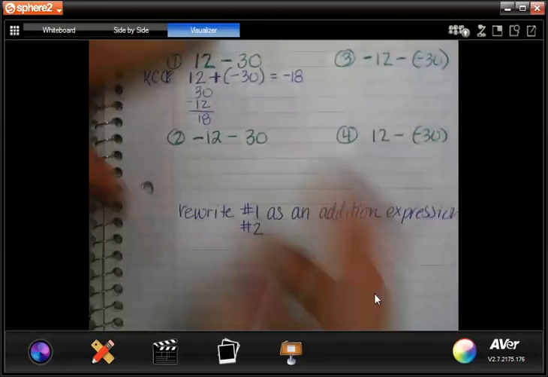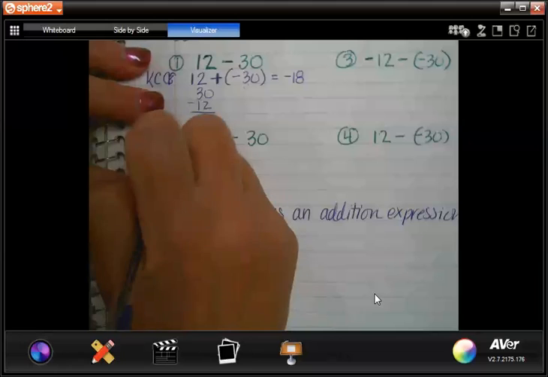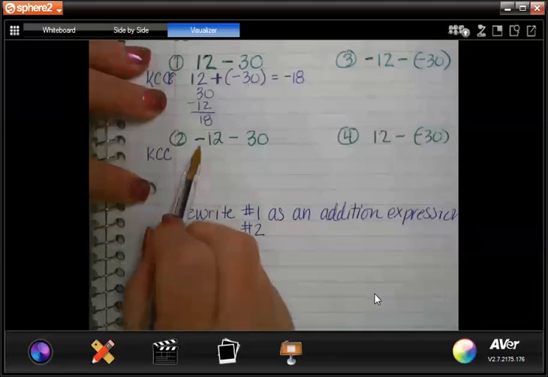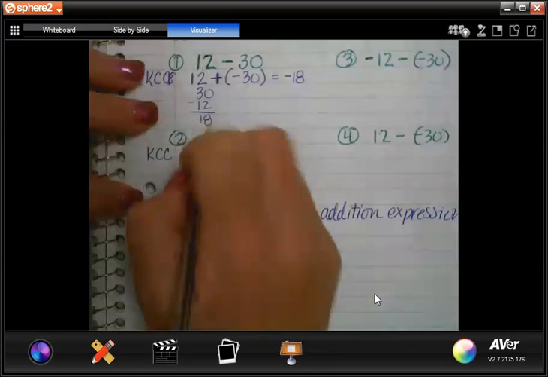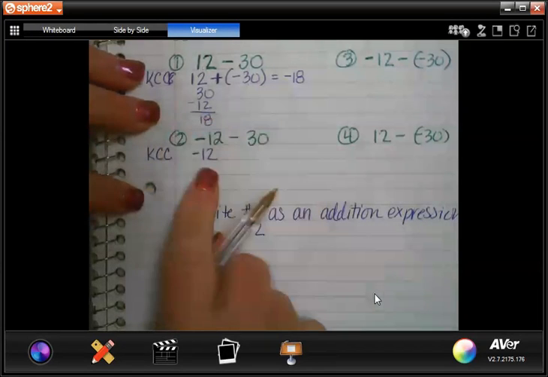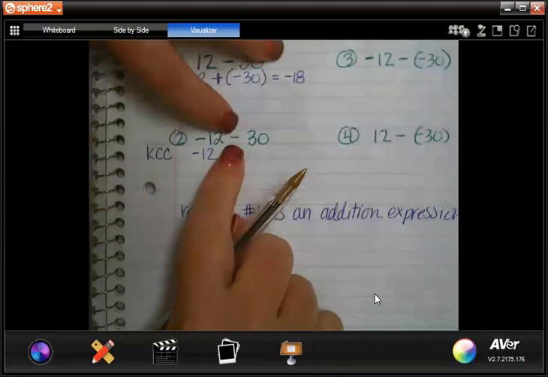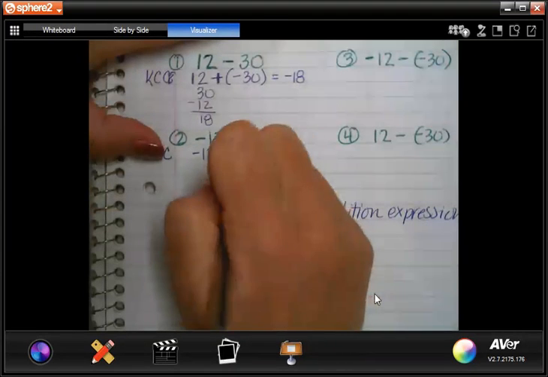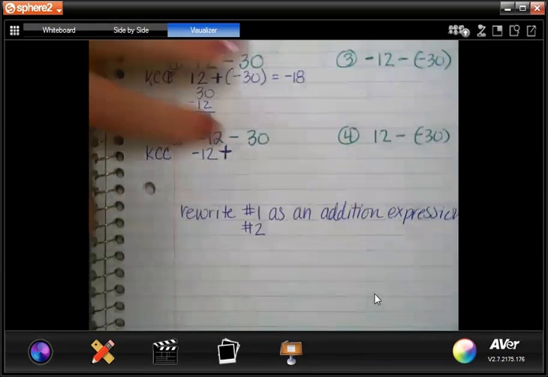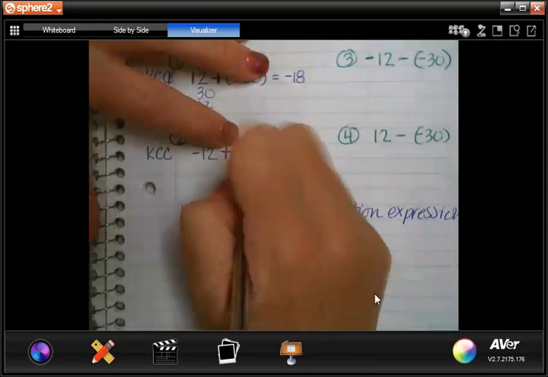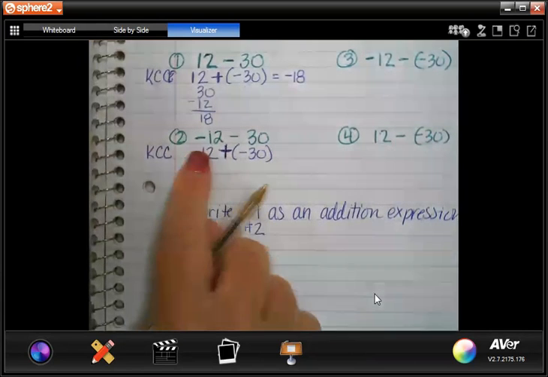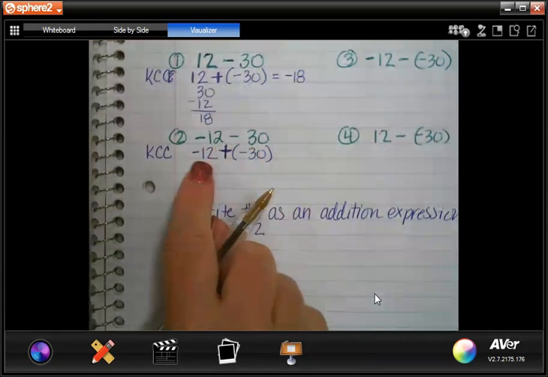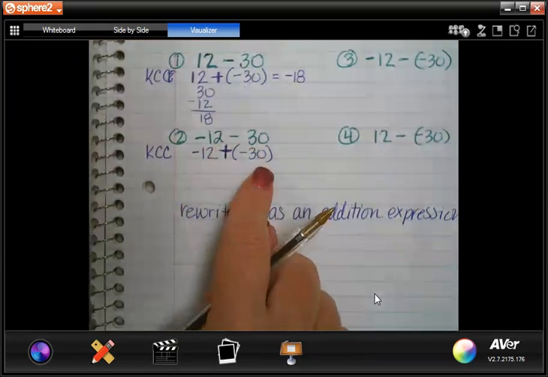Here we go. Again, we're going to keep, change. So we're going to keep the first number the same. So it's negative 12. So I'm going to keep it as negative 12. Next, I'm going to change subtraction to addition. So I'm going to make that change. And remember, there's a consequence. The consequence is the next number has to turn into its opposite. So negative 12 minus 30 is the same thing as negative 12 plus negative 30. And now I'm just going to add them together.